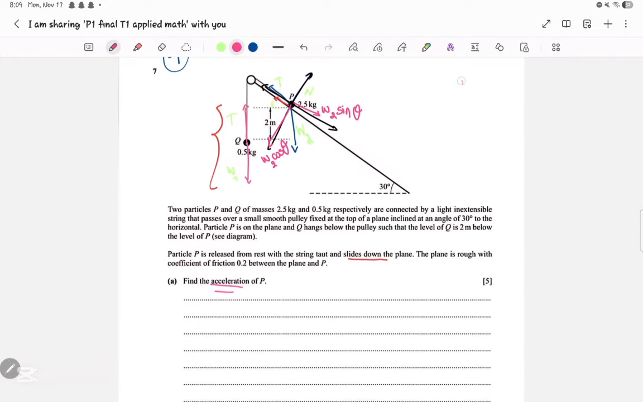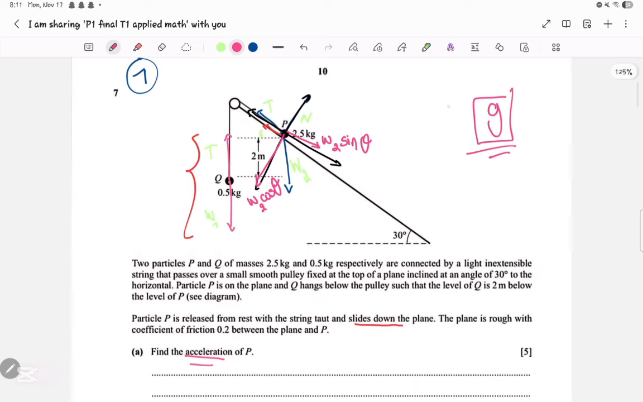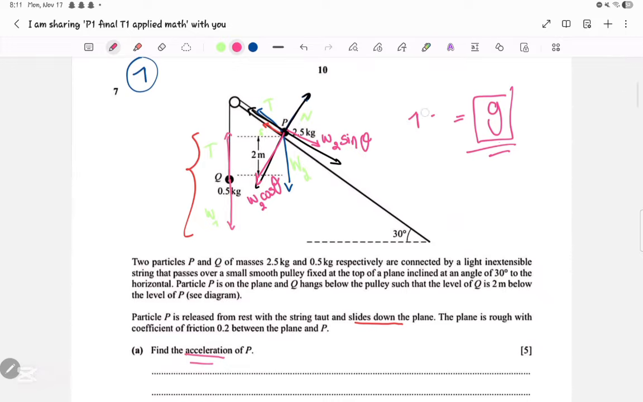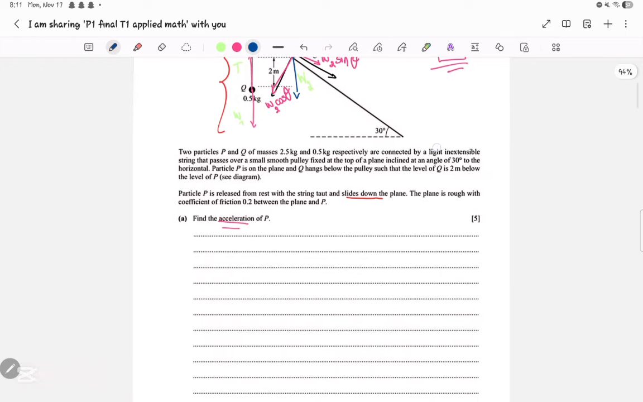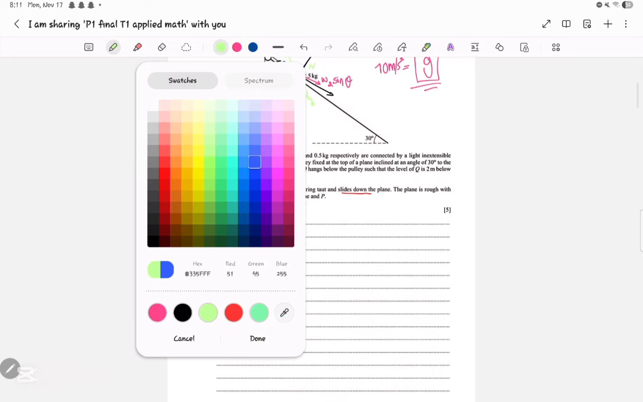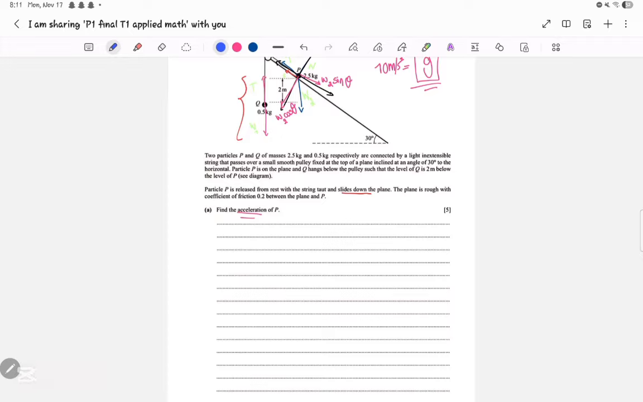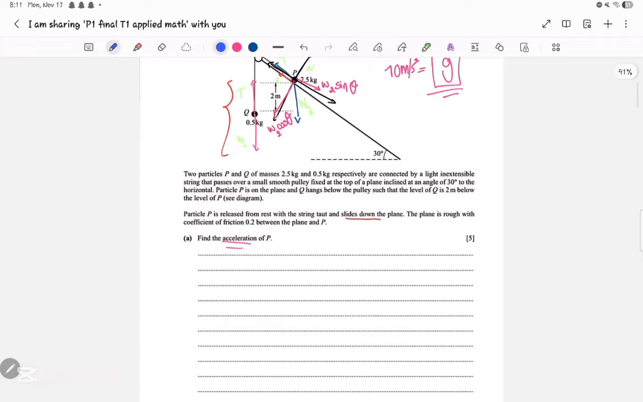Okay, so now I need to find the acceleration. They did not give us the value of g, so I'm going to use it as g. Or actually, let's not complicate our lives. I will use g as 10 meters per second squared. Perfect. Now, I need to find the acceleration of P. All of what we've done so far is just to make our lives easier. We didn't start with anything yet. So let us find the acceleration of P.